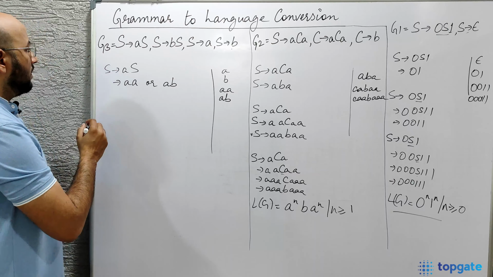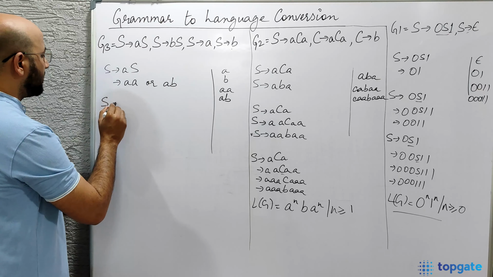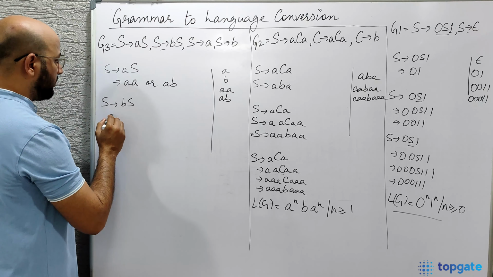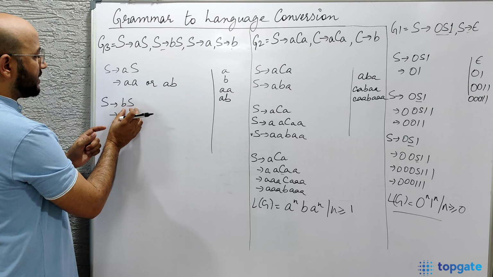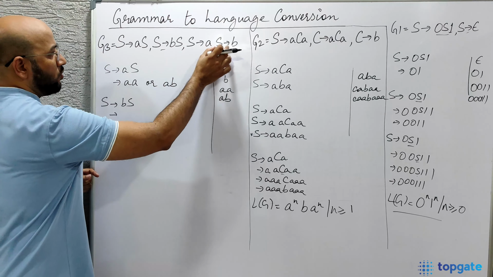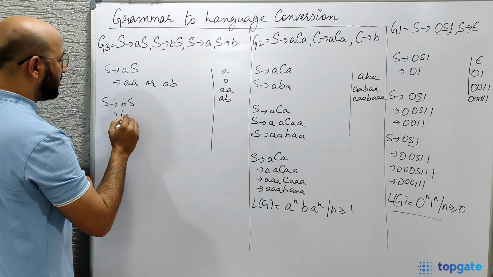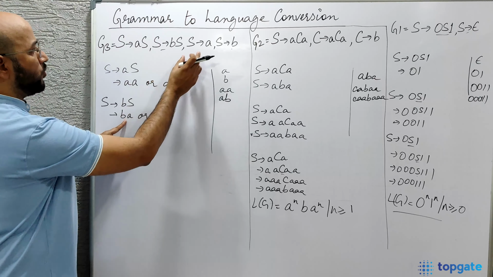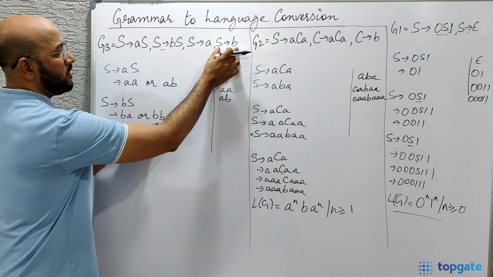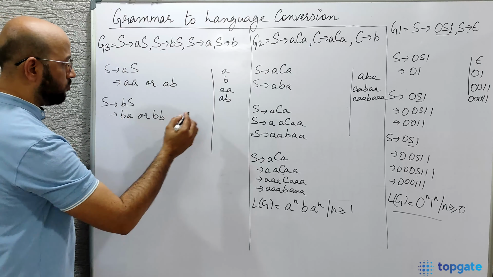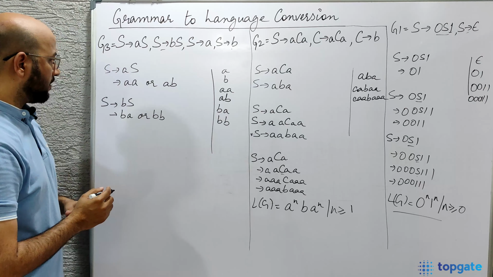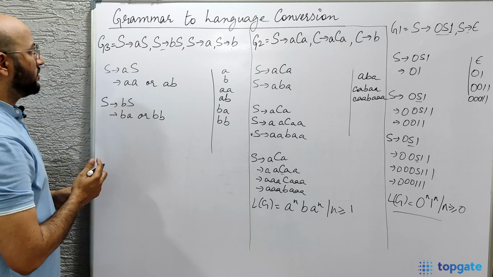Correct? Now again, let's see. S tends to BS, I'm using this time. BS. So to get rid of this S, what will I do? I'll put either this value or this value. So I'll get BA or BB. BA if I put this value, BB if I put this value. So again, I've got two more strings, that is BA and BB. Now let's see any other thing I can generate from this one.